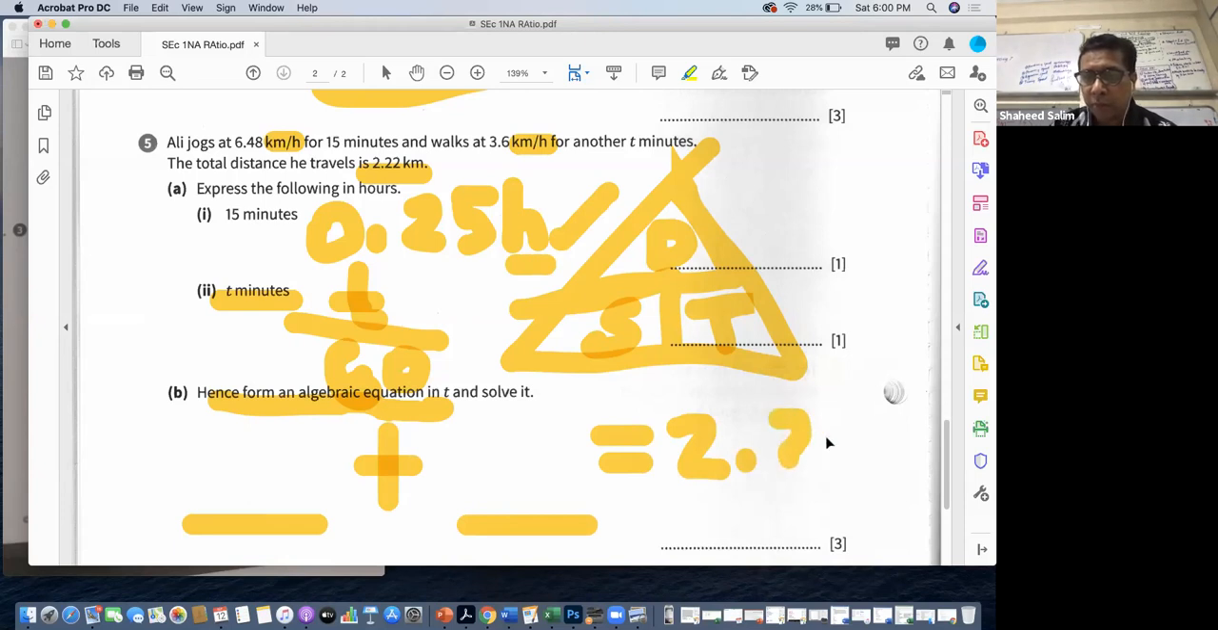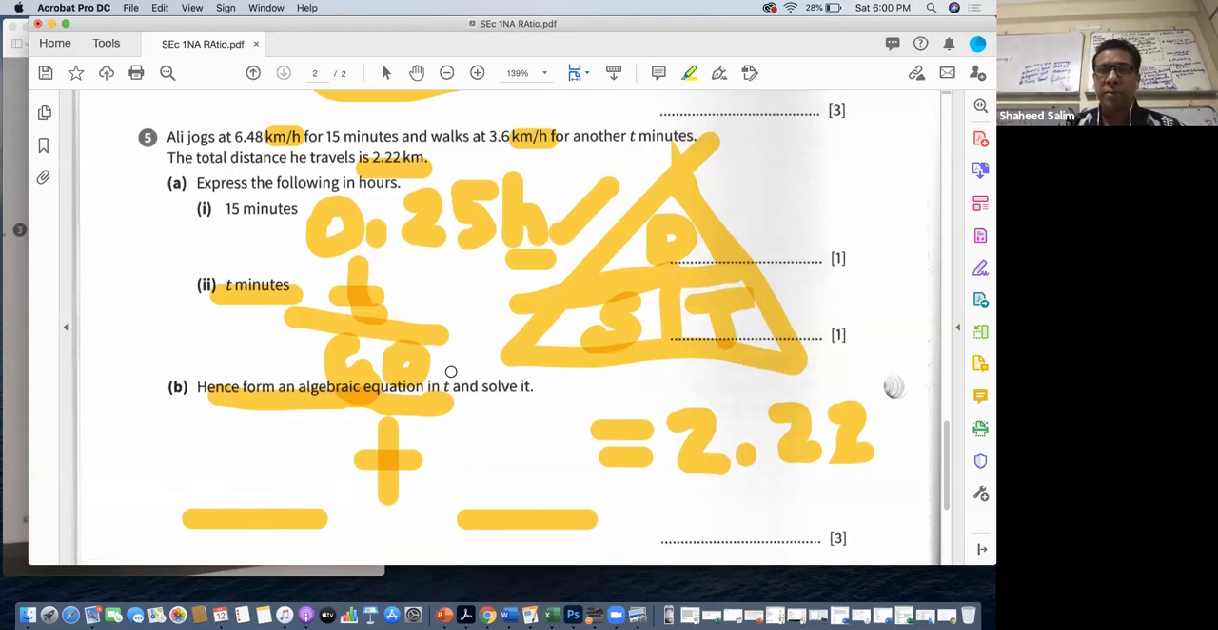2.22 km. We don't need to write km here. Okay, this is in km. See down here, this is the total distance. You must write the distance where he jogs plus the distance that he walks is equal to total distance. So you tell me now, what is this down here?